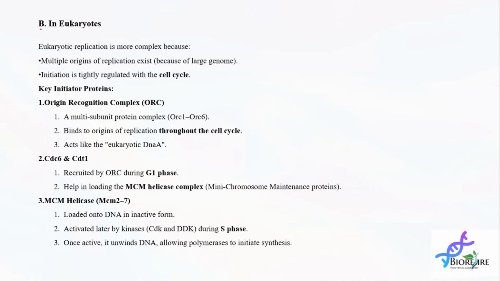Now, initiator proteins in eukaryotics. The eukaryotic replication process is more complex as compared to prokaryotics. Eukaryotics contain multiple ORI regions. And this DNA replication process is compact and tightly regulated by the cell cycle.